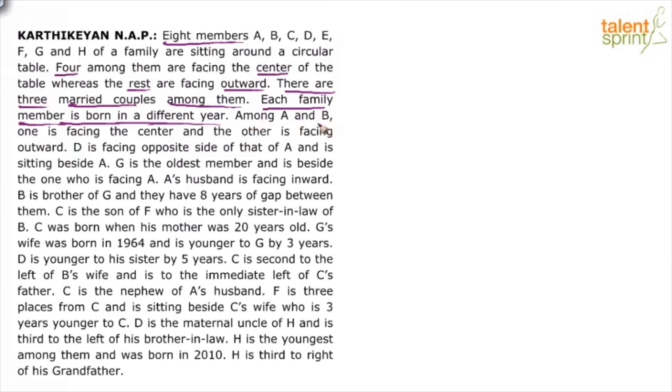Then among A and B, one is facing the center and the other is facing outward. So useful information, but you cannot use it immediately. If A is facing center, B is facing outward. If A faces outwards, then B is facing inwards or the center. But who exactly is facing what is not very clear. So it will be useful, but not at the moment.